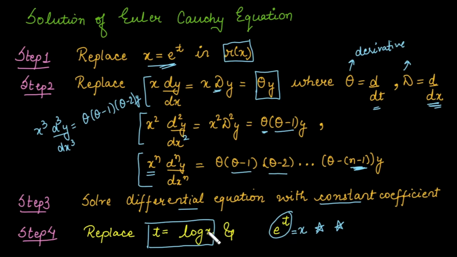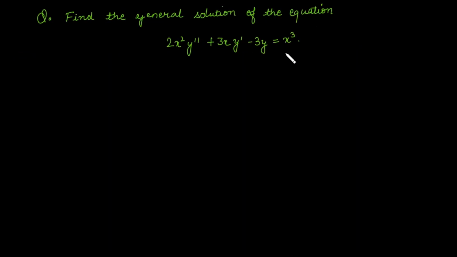Understand how to apply these steps with the help of an example. General solution of this differential equation. So first we will check whether this is the Euler-Cauchy equation. So we have second order derivative with a coefficient as 2x square. First order derivative, coefficient contains x term. No derivative, no term of x. So clearly this is the Euler-Cauchy equation.